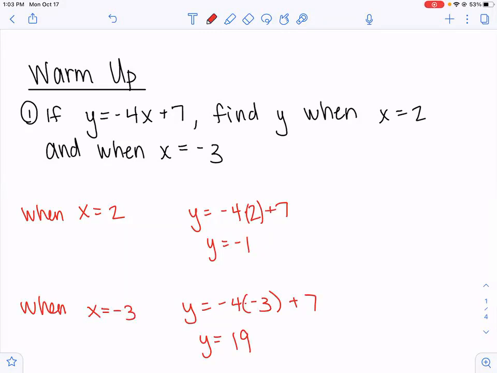Let me be clear. What you just did is exactly what we're going to be doing. It is only going to look different with the notation.